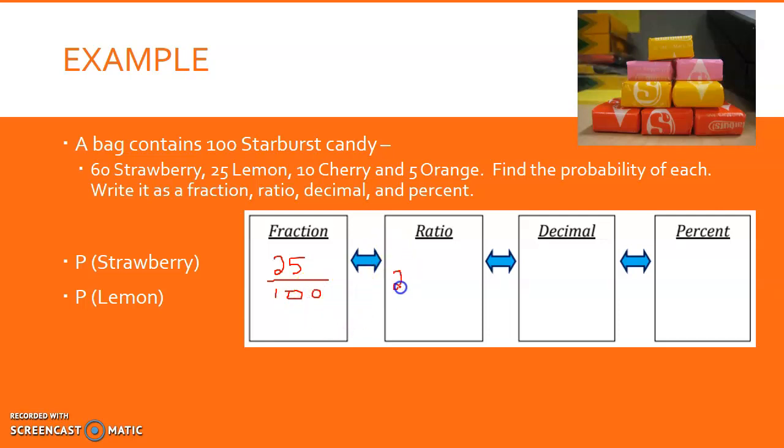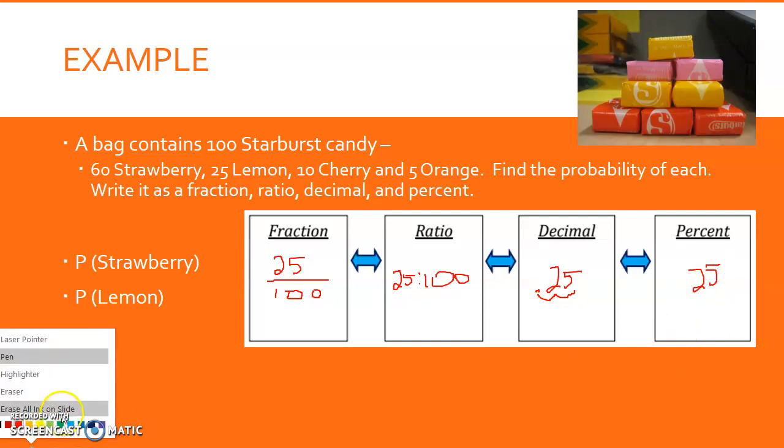Our ratio would then, of course, be 25 to 100. Then our decimal, we can just write it as hundredths here. So we have 25 100ths, so 0.25. And again, we have 25 per 100 as our percent. Remember also, for percent, you can just move your decimal 2 places on your decimal form to get your percent form. We have 25%.